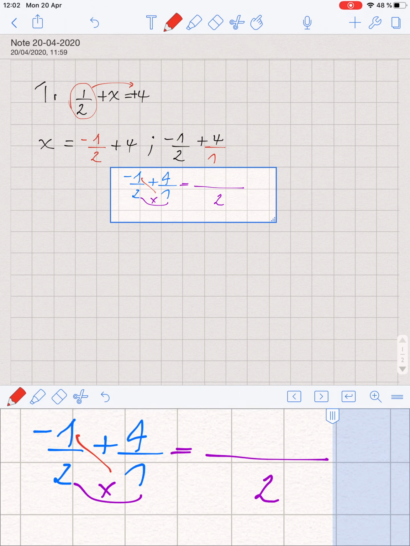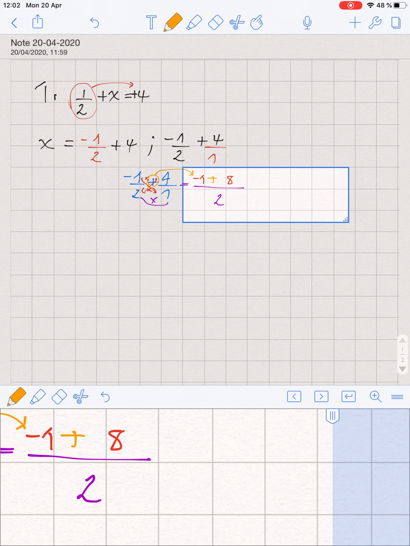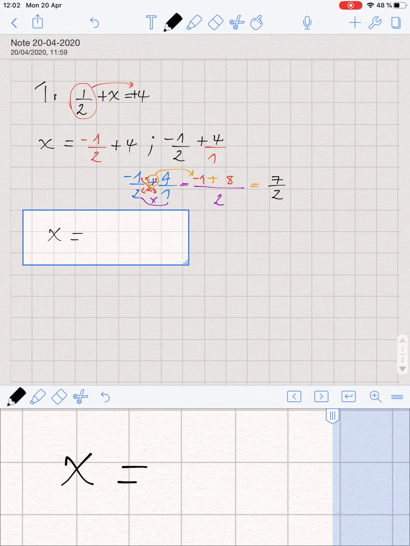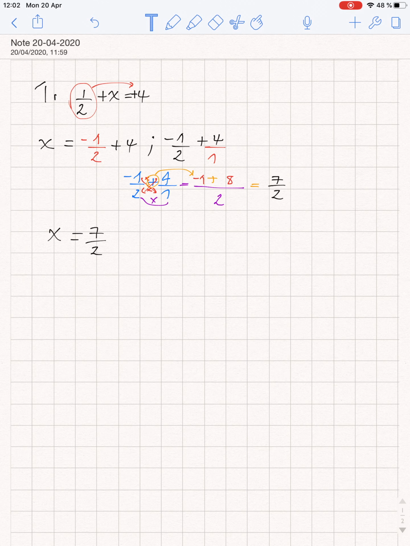Now we are going to multiply crossing: 1 times 1 and 4 times 2. In this one, 1 times minus 1 is minus 1. 4 times 2 is 8. And then we're going to include the symbol, in this case plus. Finally, as a final answer for this expression, minus 1 plus 8 is 7/2. Therefore, the final value for x is equal to 7/2. Okay, that is the initial example. Second example.